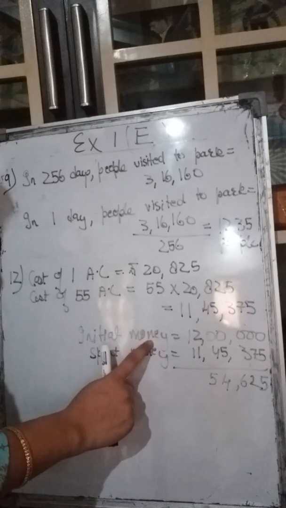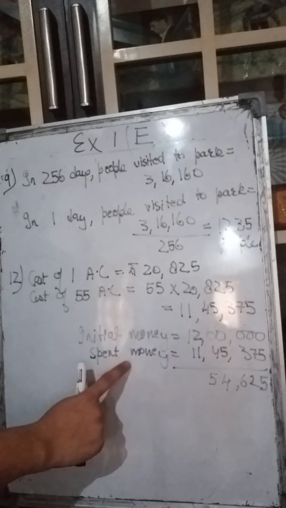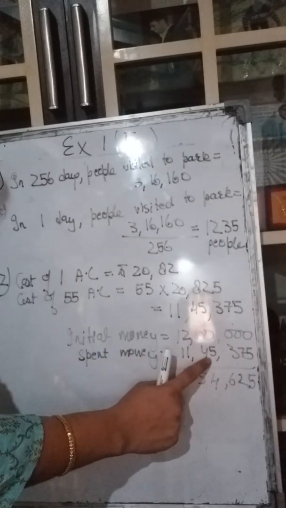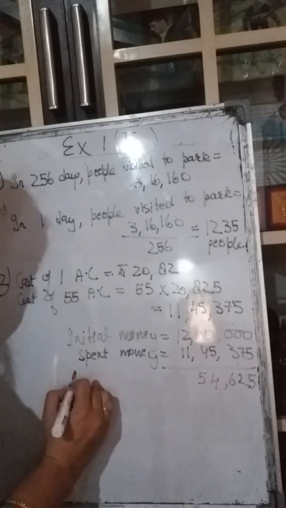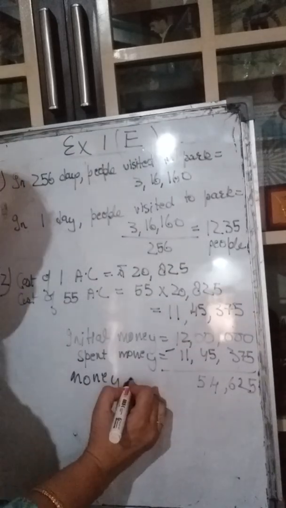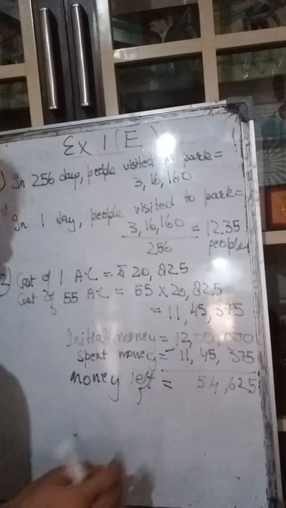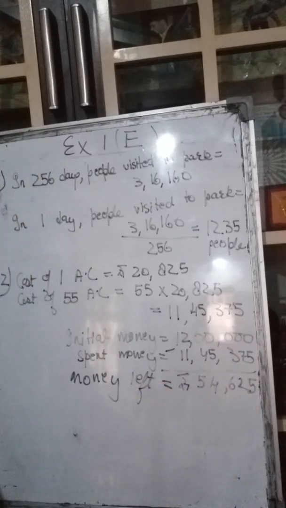Now they are saying what will be the amount left with him after the purchase. The initial money that he had with him was 12 lakh. And how much did he spend? The spent money is 11,45,375 rupees. So the money left will be, you will subtract these two. Okay. So money left is equal to 54,625 rupees. Is that clear? And the 13th also you will do in your homework copy on your own. With this we come to an end of exercise 1E.